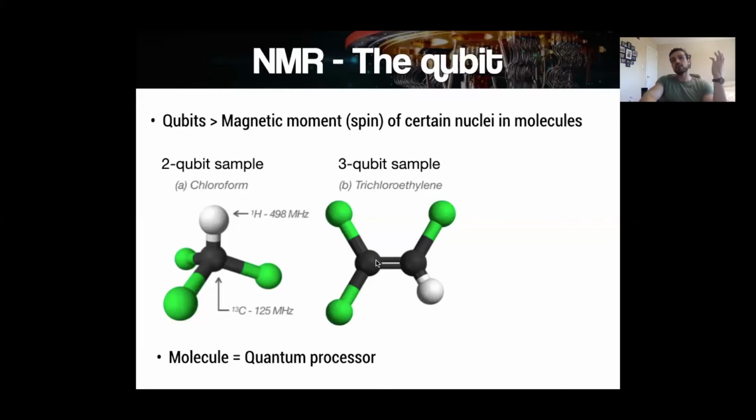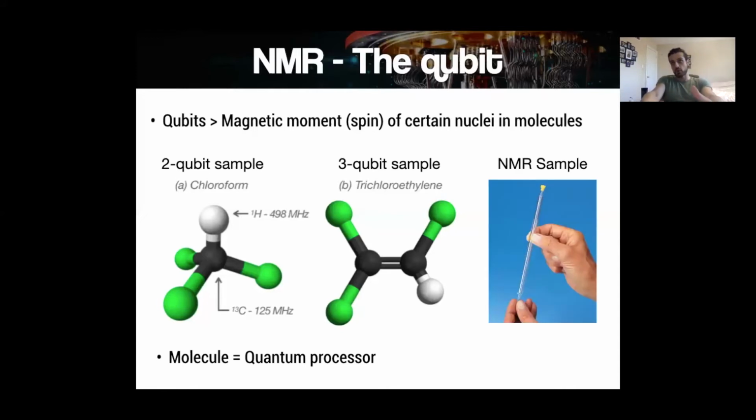In practice, they will, and that's mainly just because their environment is different. So these other nuclei they're coupled to create different electronic environments, which will influence their frequency. But the gist of this slide is that the molecule is your processor, and the nuclei are your qubits.